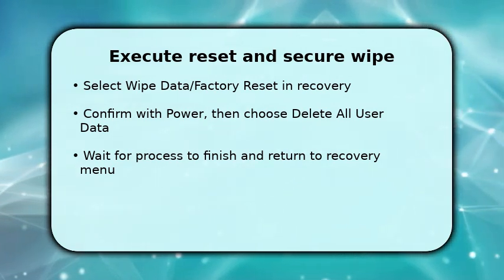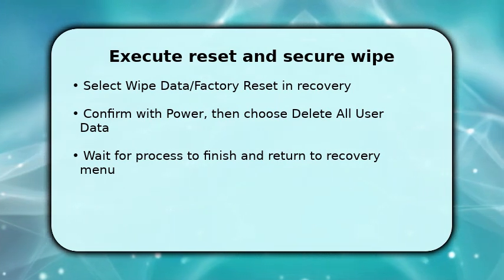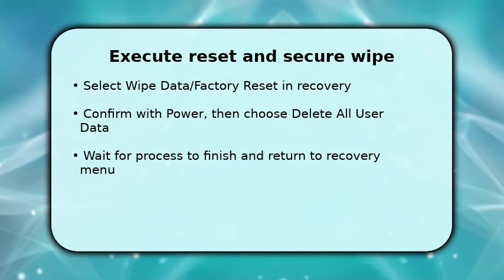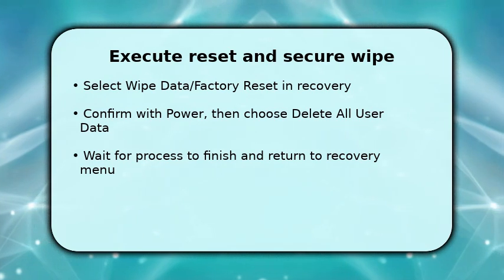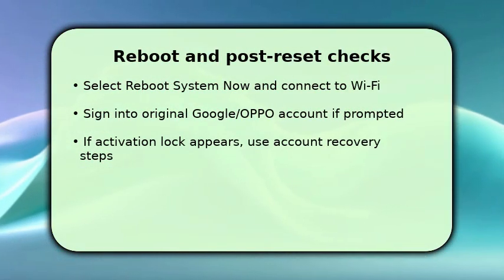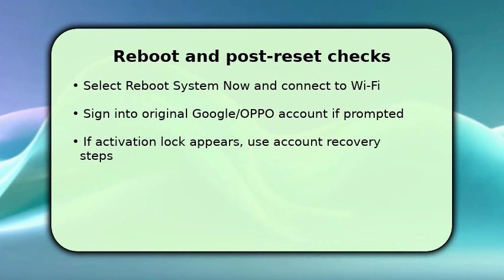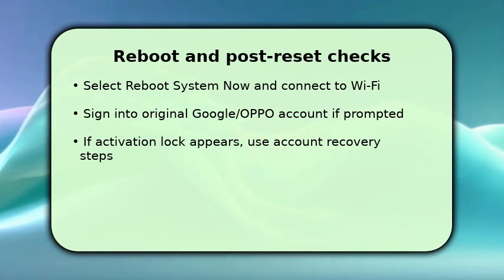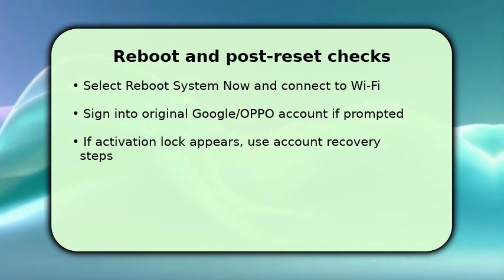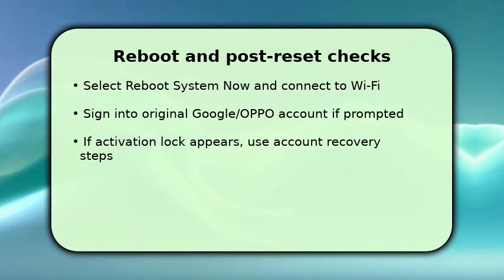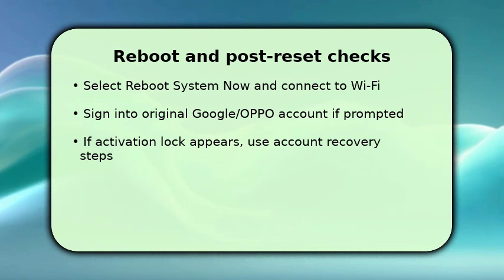Wait until the progress completes and the system reports success. Then return to the main recovery menu to reboot the phone cleanly. Finally, you reboot and complete setup. This is where you restore functionality and verify success. Choose Reboot System now, then follow the initial setup prompts to connect to Wi-Fi and add accounts.